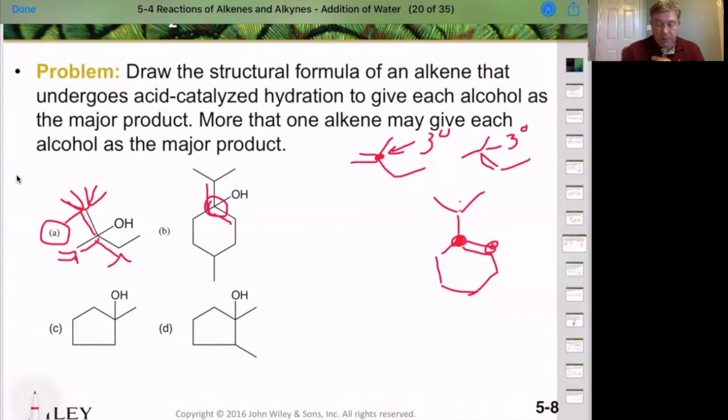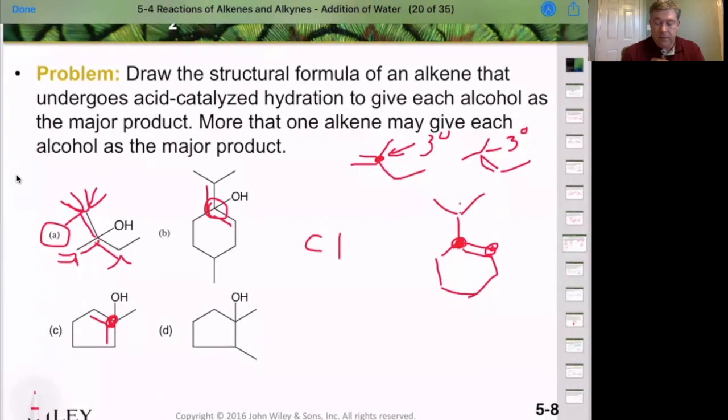So for part C, again, we would want to do it such that we have the double bond here or here, so that we could only generate a tertiary carbocation here. But that makes this one different. So C, it's going to be where the double bond is in the ring here. But D has to be different.